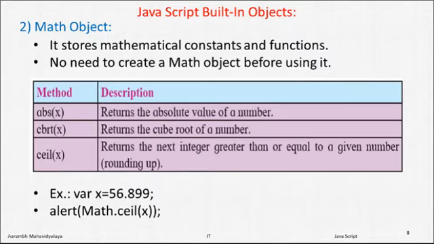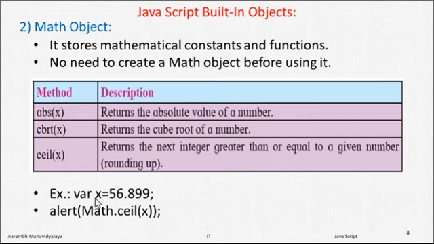The next object is the math object. It stores mathematical constants and functions. No need to create a math object before using it. Its methods are abs, that means absolute, it returns the absolute value of a number. Then cbrt, that means the cube root, it returns the cube root. And ceil returns the next integer greater than or equal to a given number.